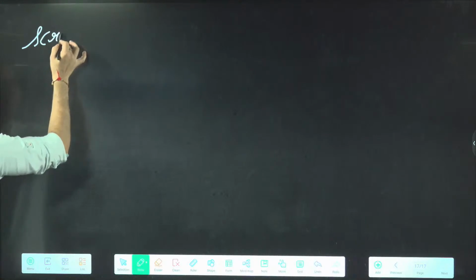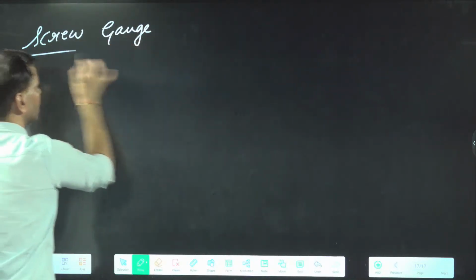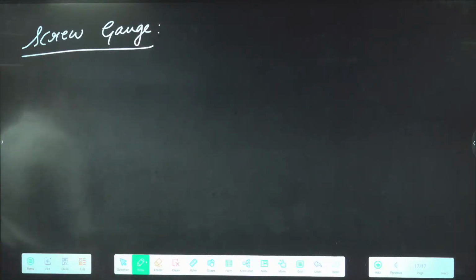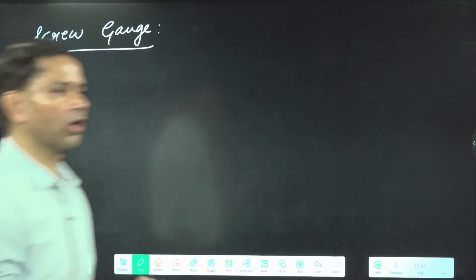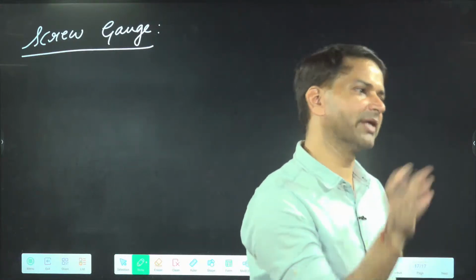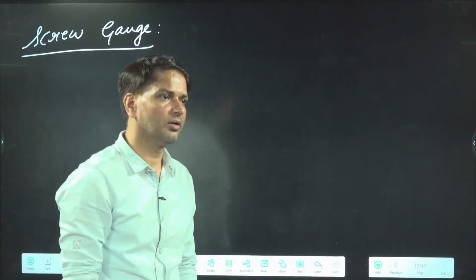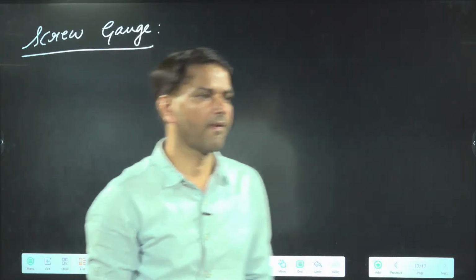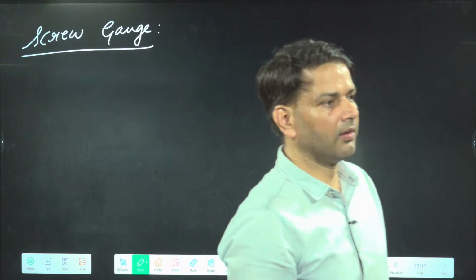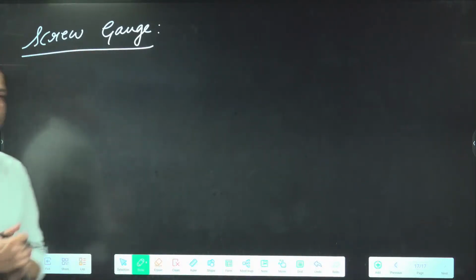Now next is the screw gauge. MSR will always be given, or otherwise they will give some data. So MSR they will give, so we cannot find the MSR. Okay. Completed.